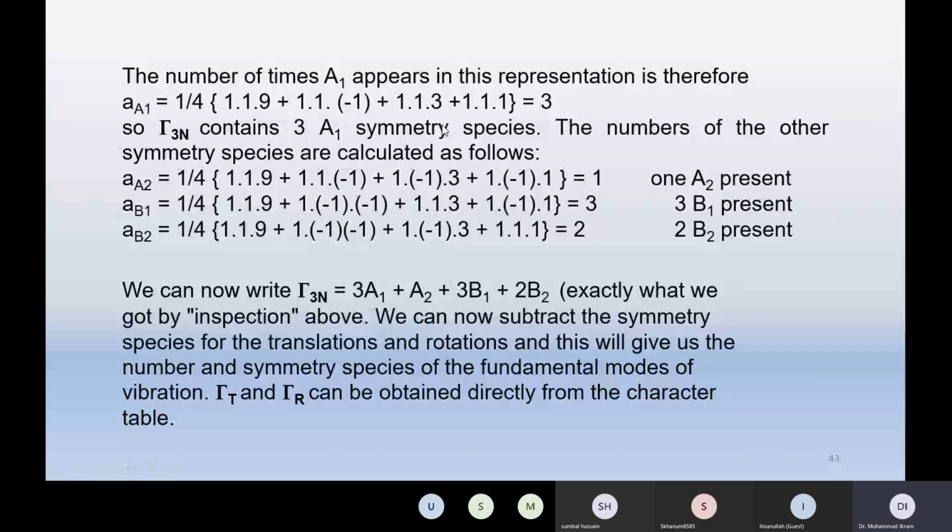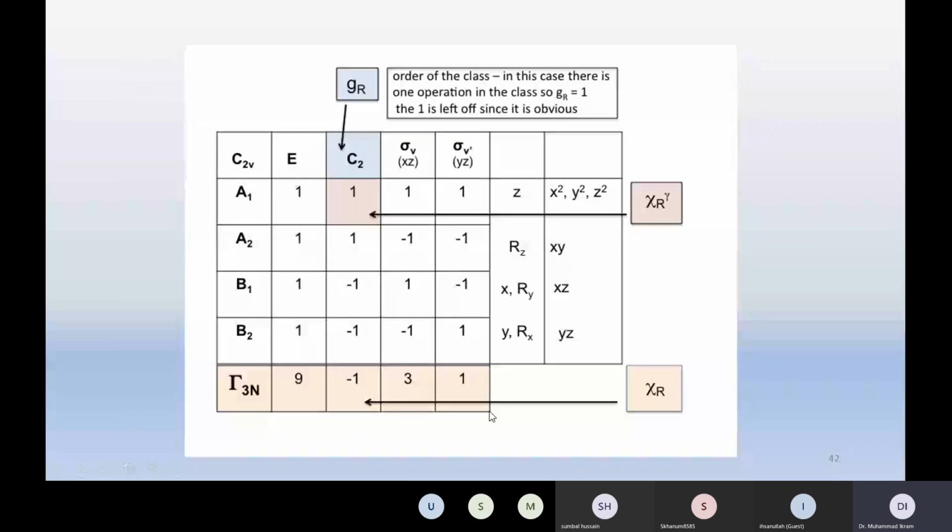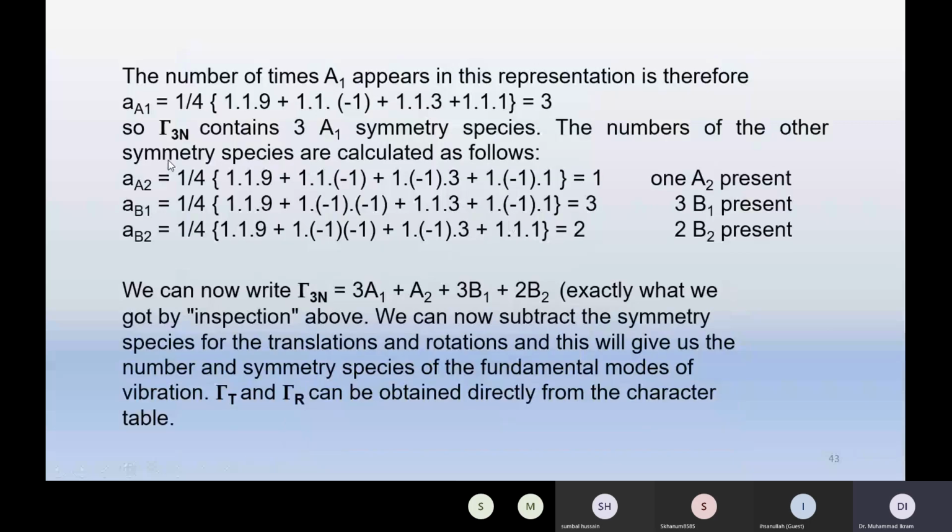So इसको जब आप सॉल्व करते हैं 9 minus 1 plus 3 plus 1, 4 plus 1 minus 1 कट हो जाते हैं, plus 4 plus 9 is equal to 12. 12 divided by 4 is equal to 3. So number of times A1 appears in this character table is 3A1. So sigma 3n contains 3A1 symmetry species.